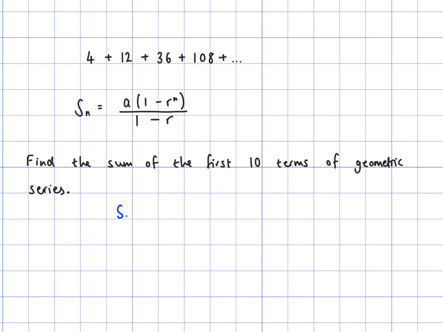So S10 would be, A is 4, so 4 times 1 take away common ratio here was 3. Okay, so 3 to the power of 10. And then this is going to be divided by 1 take away 3. Okay, you'll put this in your calculator, and what you will get is 118,096. Okay, so this is how you find the sum of the first n terms of a geometric series. So you just use this formula, and you will find this formula in the A-level formula booklet.